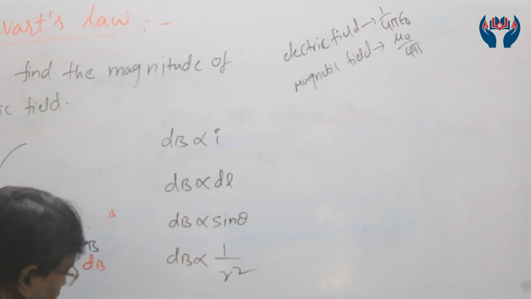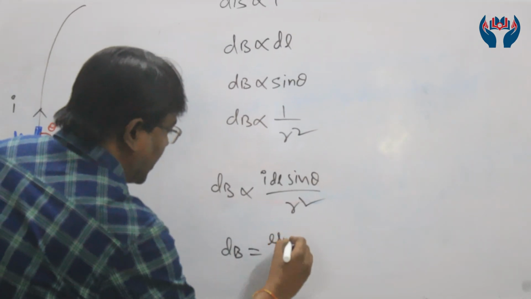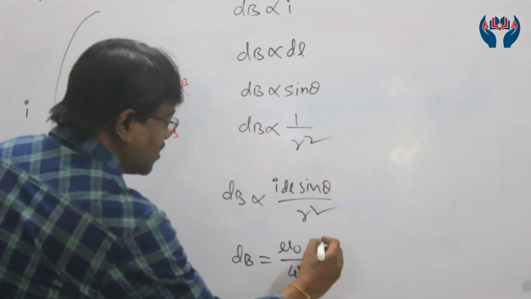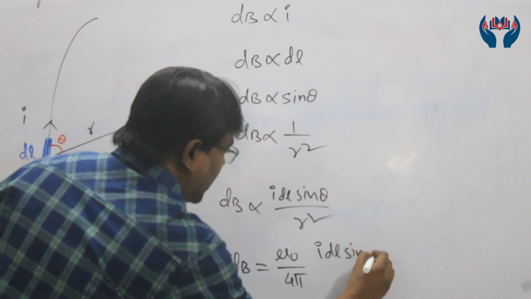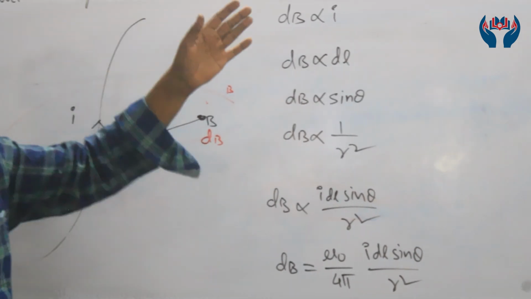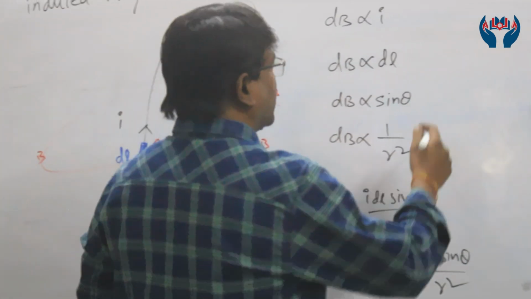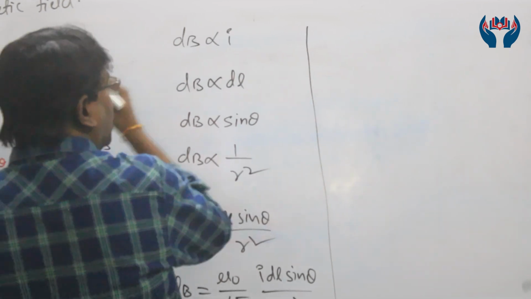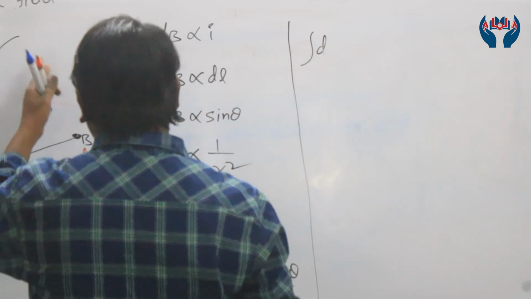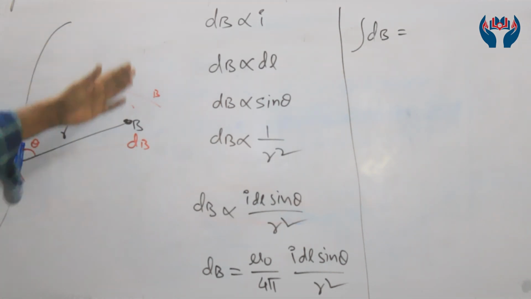Now we can write the magnetic field dB equals mu naught by 4 pi into I dl sin theta by r square. That is the magnetic field due to the small elemental length dl. Now, due to the entire conductor, what is the magnetic field at this point? Due to the total conductor means how can we get the total length? By integrating. So by integrating, we will get the total magnetic field due to the entire conductor.